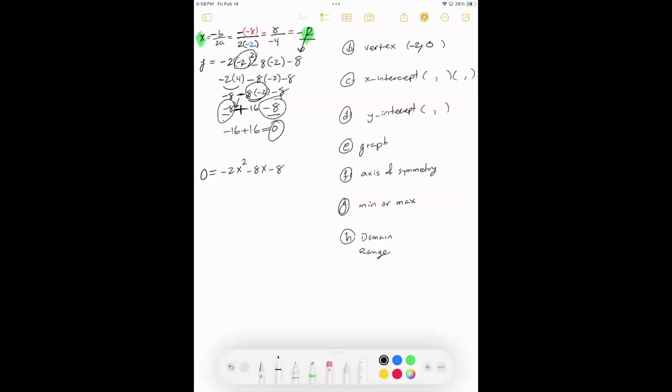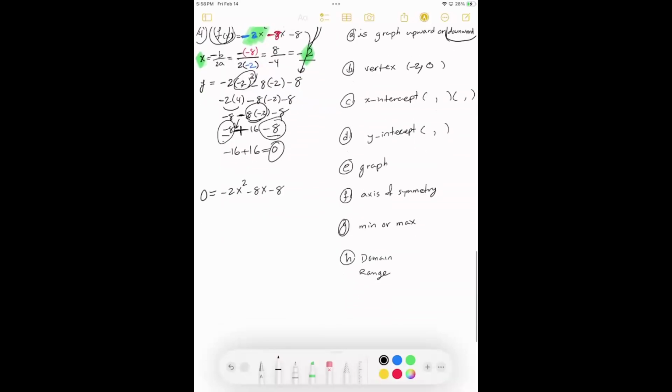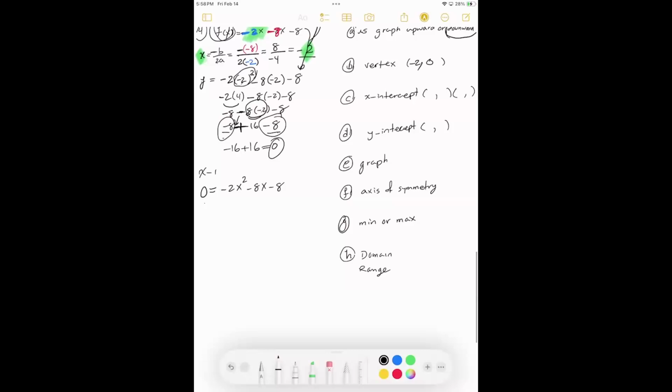So we are going to change f of x to 0 to find the x-intercept. To find the x-intercept, you change y to 0 and solve this equation. To solve this equation, I see that every single term has a common factor 2. My leading term is negative, so I factor out a negative 2 first. Negative 2 over negative 2 is 1. Negative 8 divided by negative 2 is positive 4.